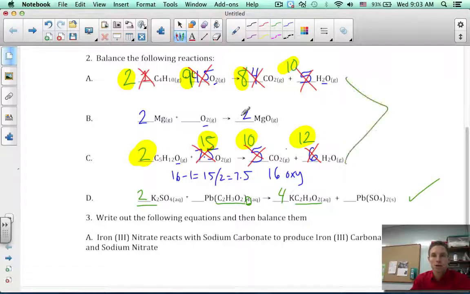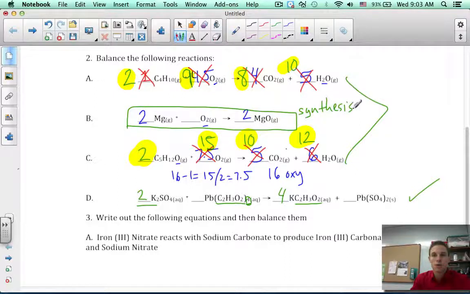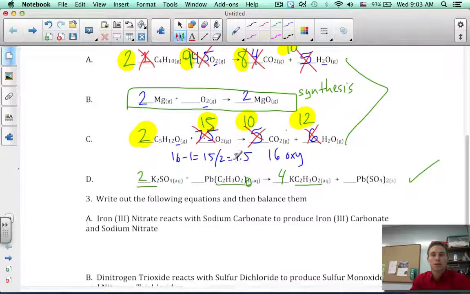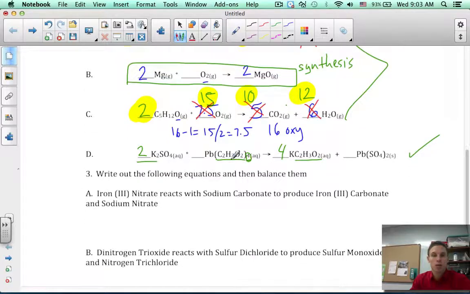Combustion, here and here. This can also be classified as combustion or as synthesis. We're not going to do reaction types for this unit, but we will in January.